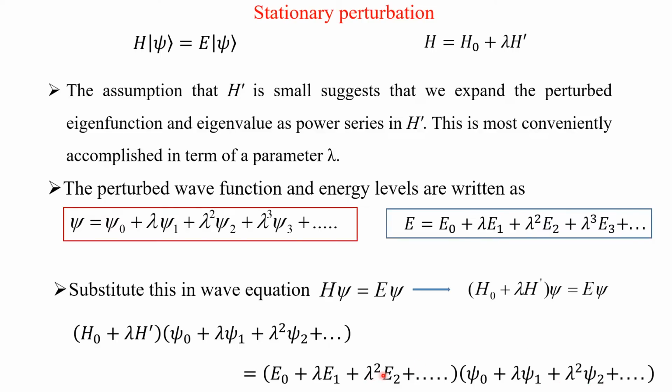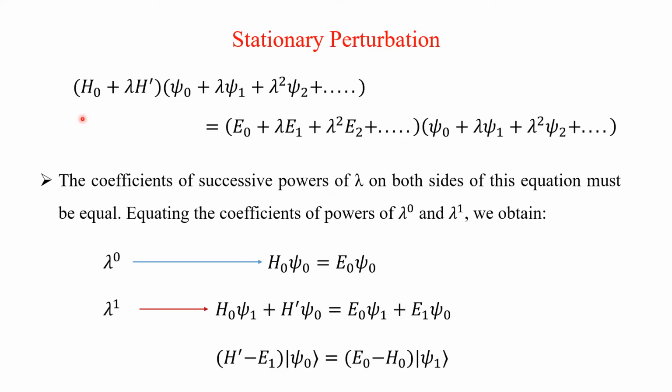Since lambda is very much smaller than 1, lambda squared is negligible. So we can ignore the higher order terms. We can take only the first two terms, that is lambda power 0 and lambda power 1. So now we are going to see the first order perturbation theory. We arrived at this expression finally.